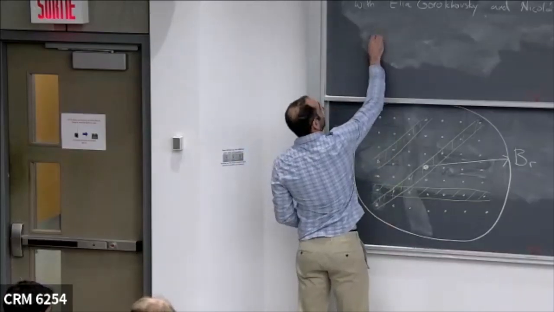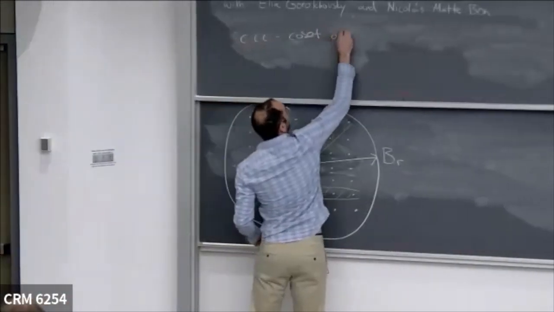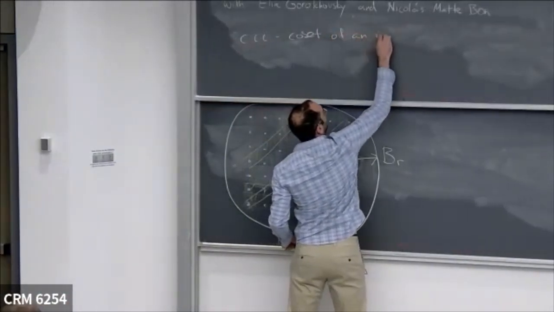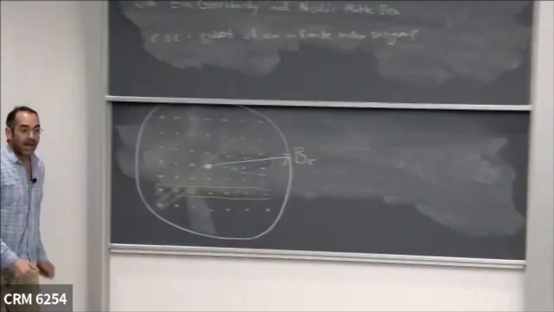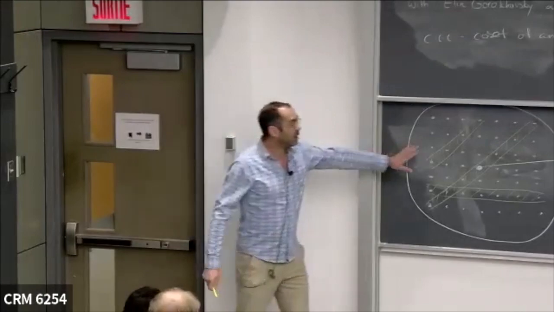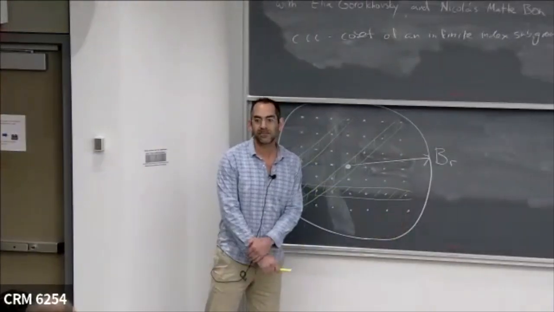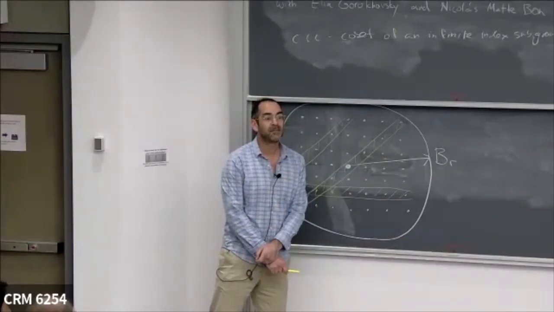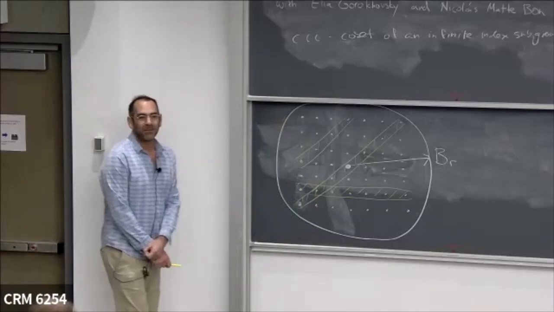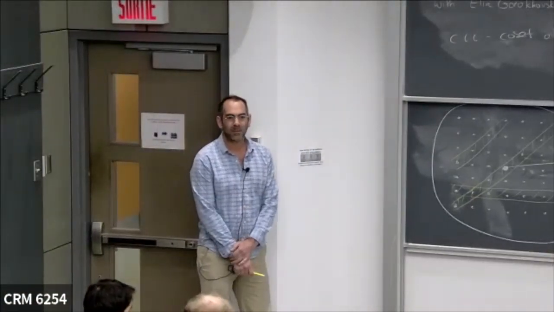And the question is, how many such cosets of infinite index subgroups, which I'll call CII, do I need? CII is a coset of an infinite index subgroup. How many such cosets in Z squared do I need to cover the ball of radius r? So what's the answer? 2r? Maybe 2r plus 1.